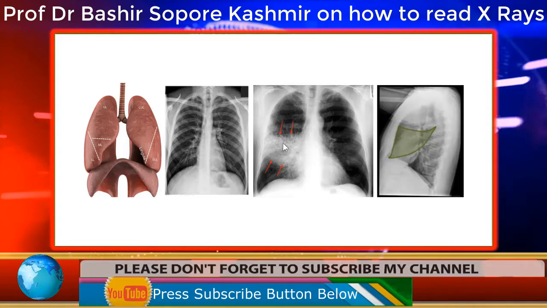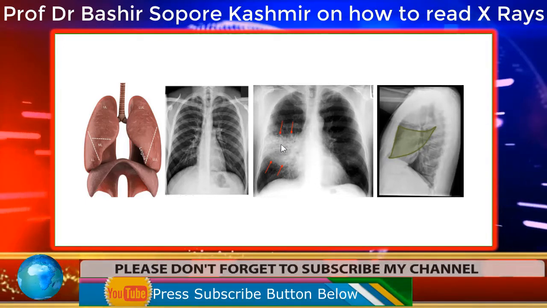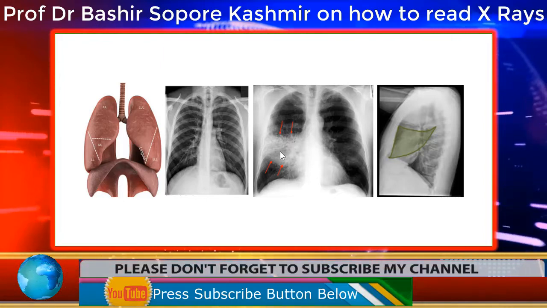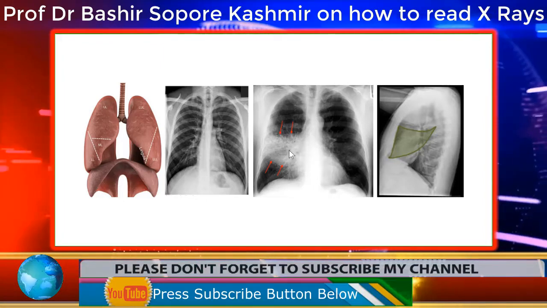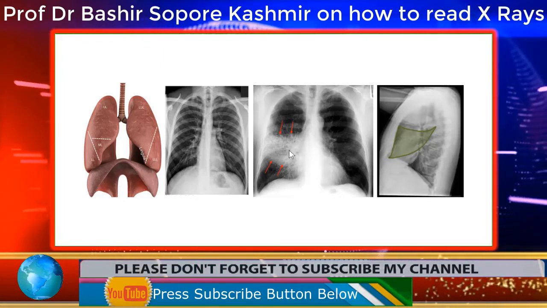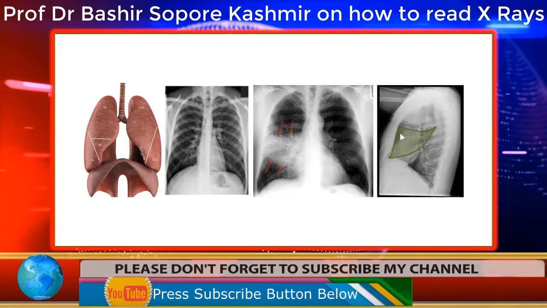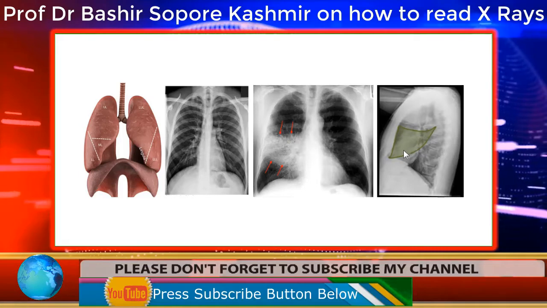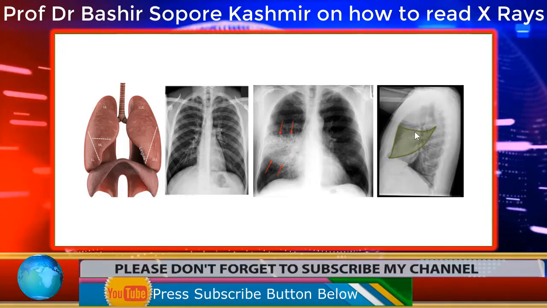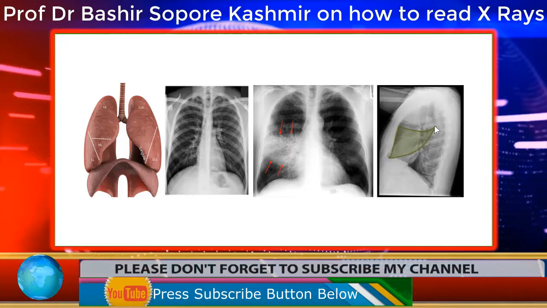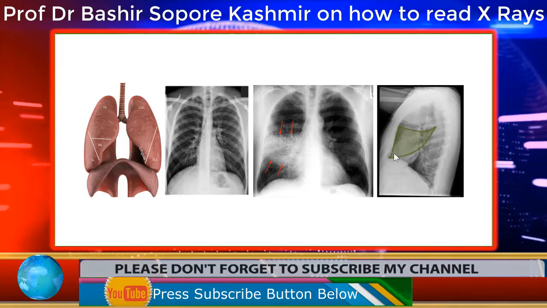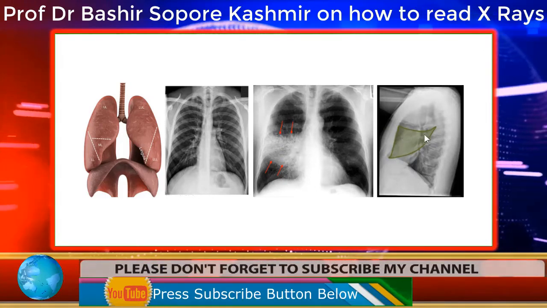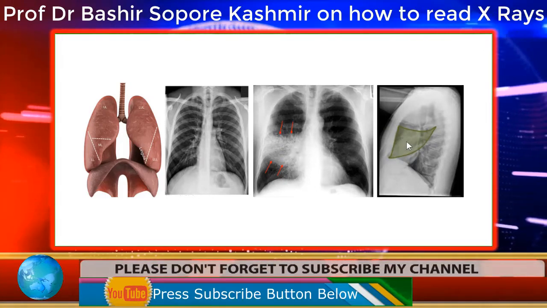So we can say that in this X-ray, it seems there is a right middle lobe consolidation. And on lateral view, it will appear wedge-shaped. So this is wedge-shaped. Now it can be smaller or larger depending upon the size. So this will be the area where you can see the right middle lobe on the lateral view of the radiograph.